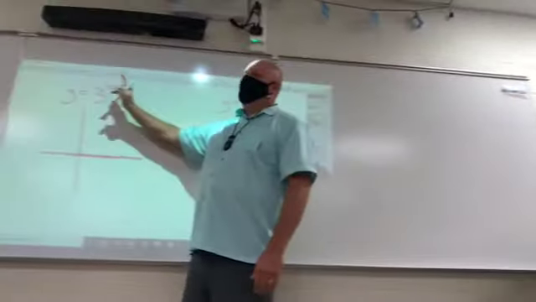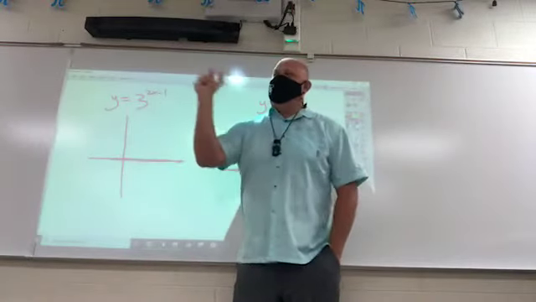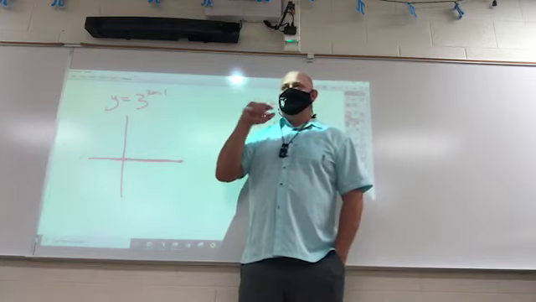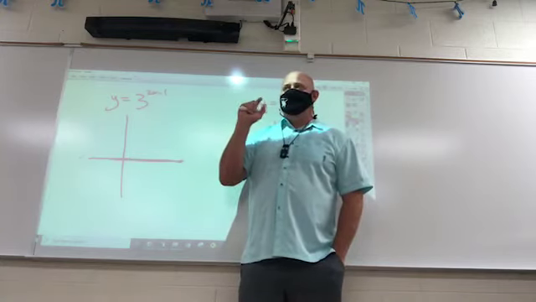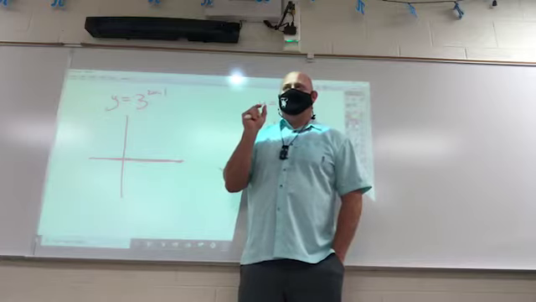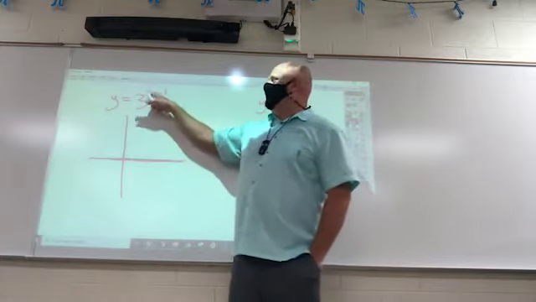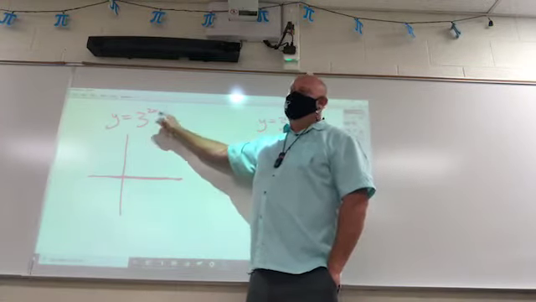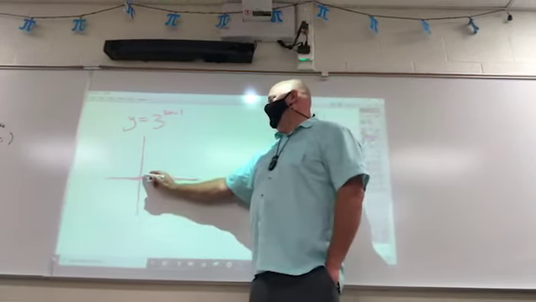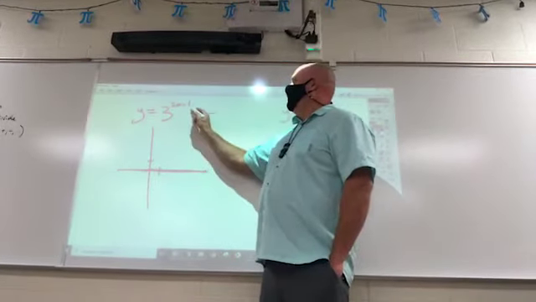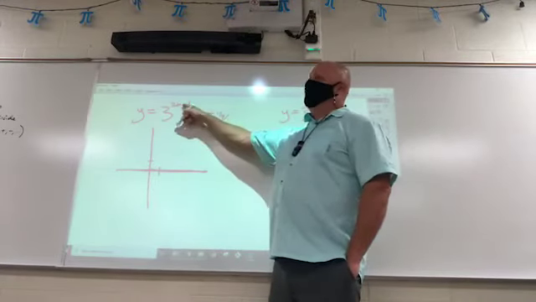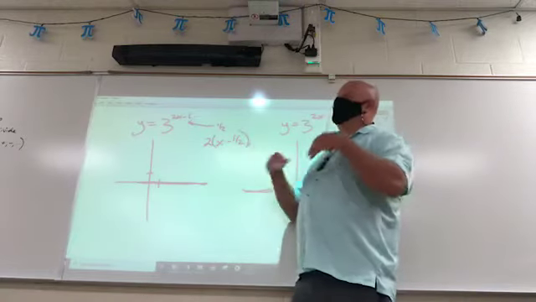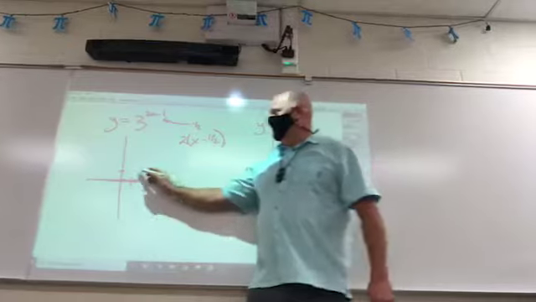When you see plus or minus on the inside of the exponent, do you think that's going to be an up and down or a right and left shift? It's on the inside. That's going to be right and left. Now the weird part is you would think this should be a right shift 1. It's actually not. It's actually a right shift 1/2. And the reason is that 2, you should pull that out. So it actually ends up being a shift to the right 1/2.